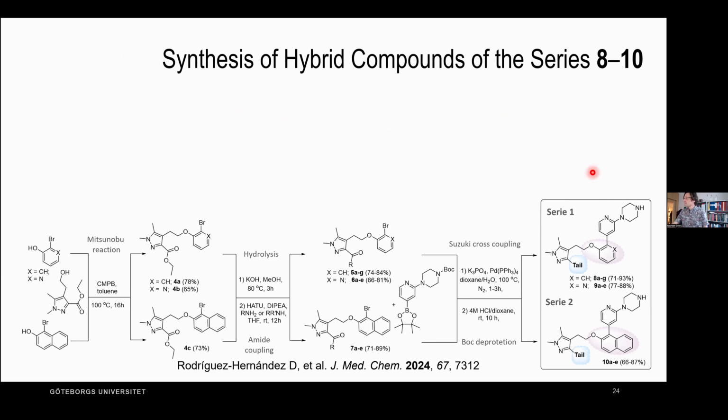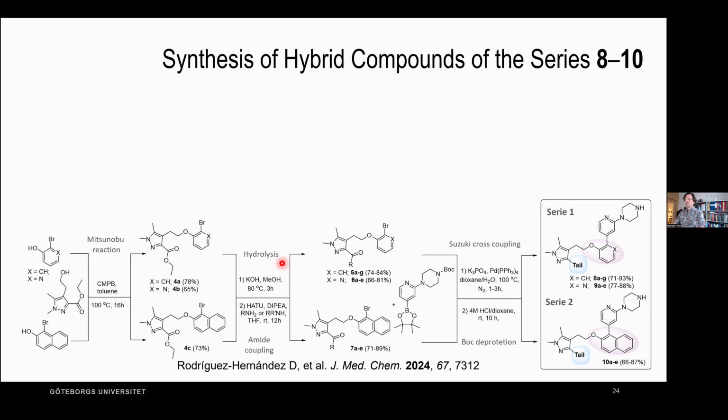And then to make the series 1 and series 2 compounds, that basically is with a different sort of core scaffold. It's outlined on this slide. It starts from the starting material on the far left side, doing a Mitsunobu reaction. And you see the yields are quite decent.